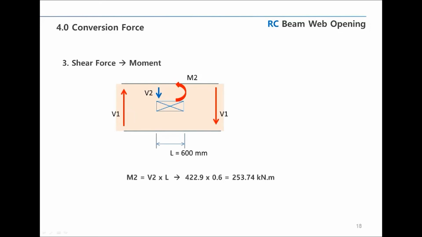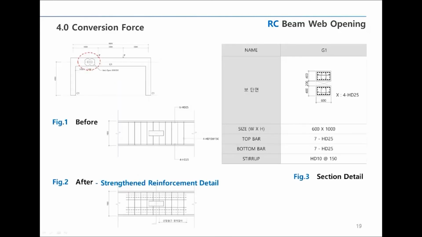Lastly, shear force generates moment. I've explained that V1 generated by external force P is converted into V2 according to the size of the section, and this converted V2 generates a moment in proportion to width and length of the opening. We've calculated V2 as 422.9 kilonewton earlier, and when the width is multiplied by 0.6 meter, the moment M2 becomes 253.74 kilonewton per meter.